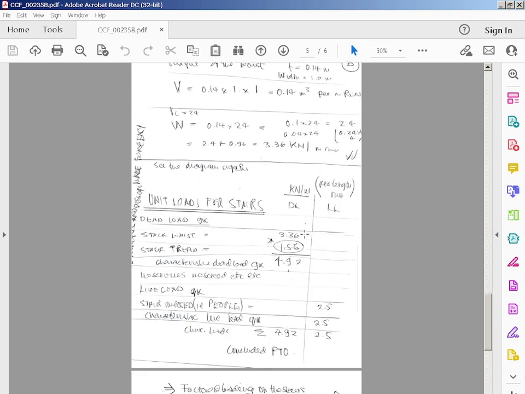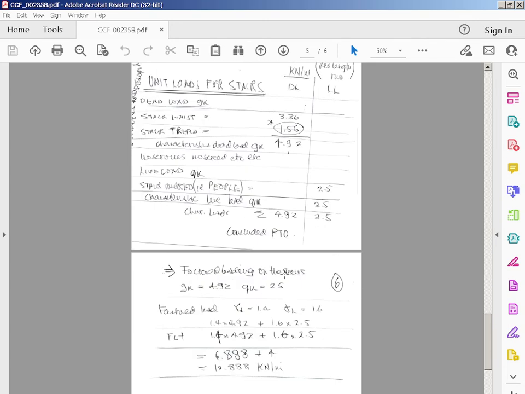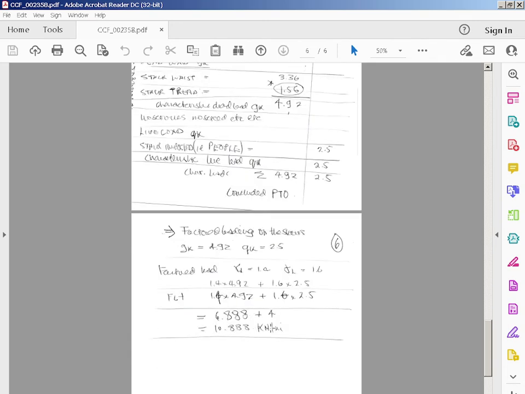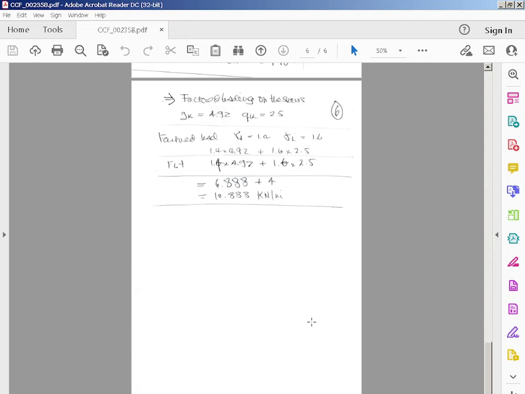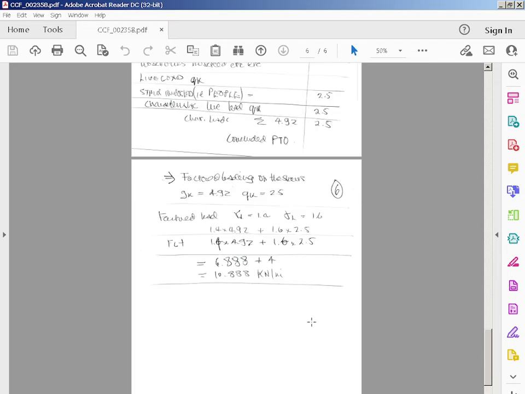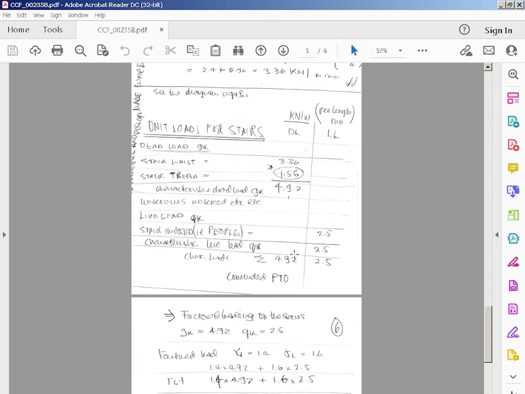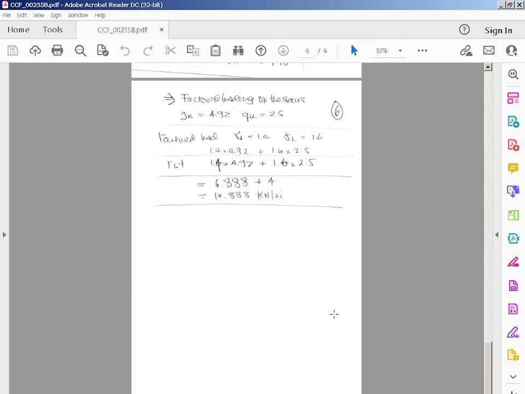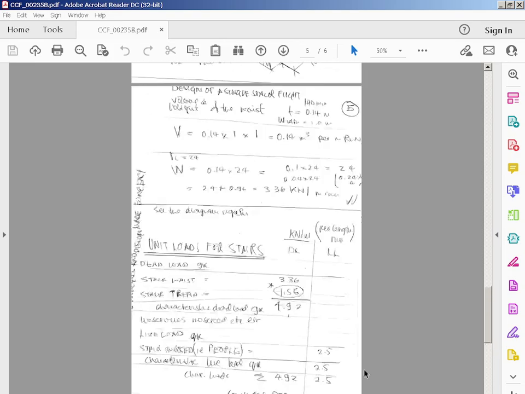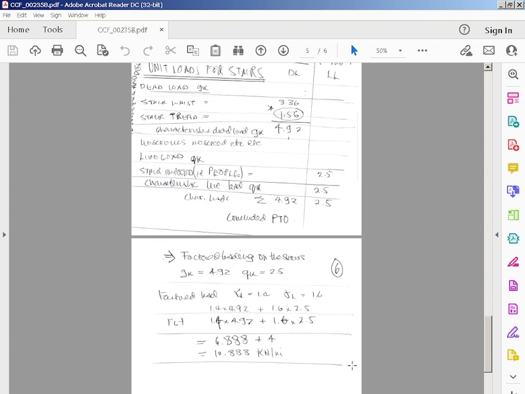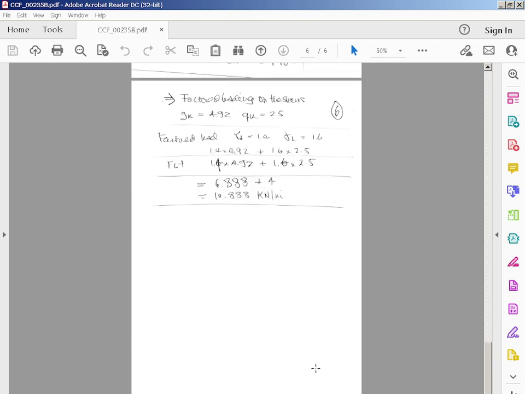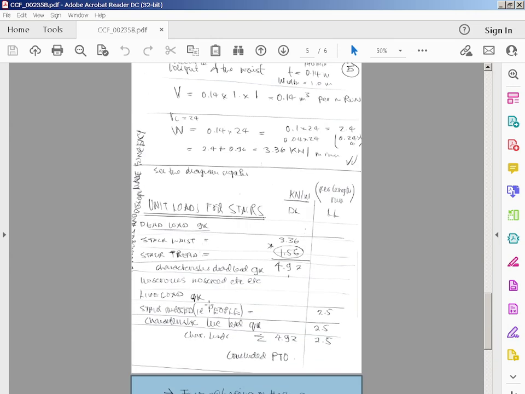It's 3.36. So the loading is 10.88 kilonewtons per meter on the factored loading. So that should give you 6 marks. Maybe it's 4 for the dead load and 1 for the live load, maybe even 5 for the dead load and 1 for the live load. But that's it. Thanks for watching, and please tune in for part 2 of this one, where I'm going to do the design of the reinforcement. But that's how you get the loading on the stairs.